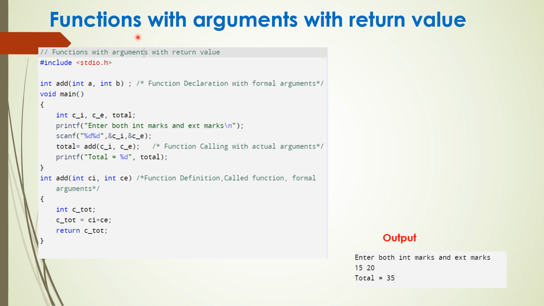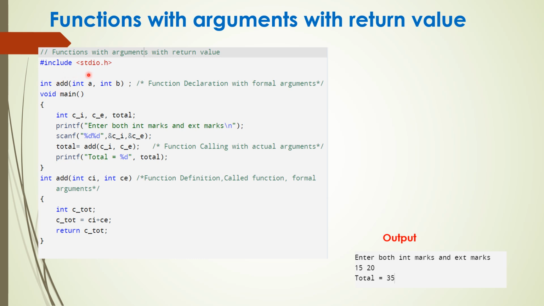First is functions with arguments with return value. Let us see what is done and how it is done. The same example is carried out for all four types. The example is that we will be adding the internal marks and external marks and representing the total as the total mark. So adding the internal mark and the external mark is the function.